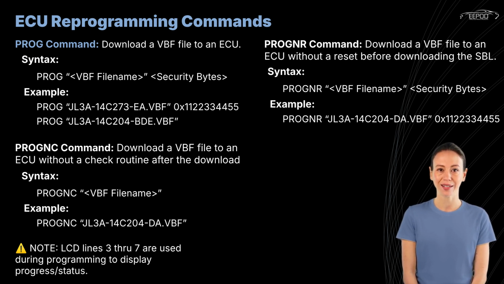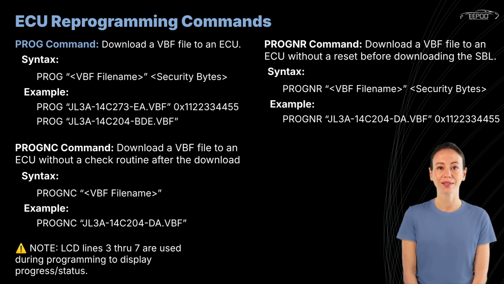What happens behind the scenes? Behind the scenes, these three commands handle the entire UDS flashing sequence for you. FSCRIPT sends a diagnostics session request to enter programming session, performs a security unlock using service ID 27, then uses service ID 34 to request the download, followed by sending the actual VBF data using service ID 36.